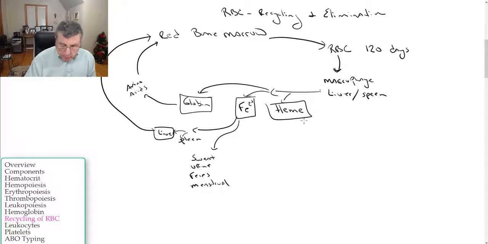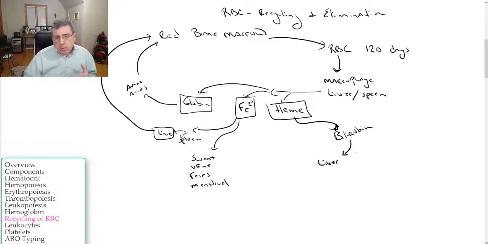Heme is the molecule minus the iron, okay? So heme is converted to biliverdin, which ends up as bilirubin. Let me do that again. It goes to bilirubin. Bilirubin then gets carried to the liver.